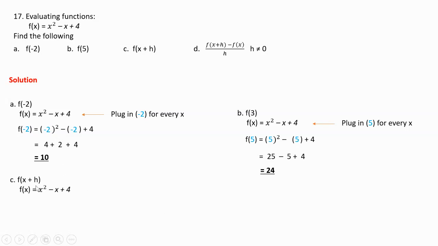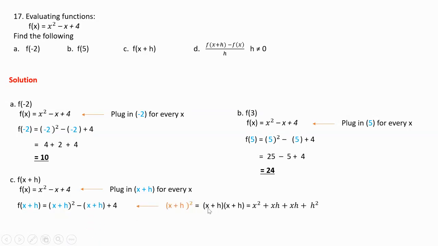Now for C. Here's where students begin to get confused. That's why I like to tell my students, if we're looking for f of negative 2, we're going to plug in negative 2 for every x. If we're looking for f of 5, we're going to plug in 5 for every x. In this case, we're looking for f of x plus h, so we're going to plug in x plus h for every x. We're going to plug it in for both x's. So it's going to be x plus h, everything squared, minus x plus h.